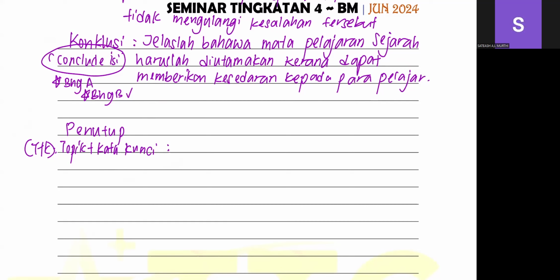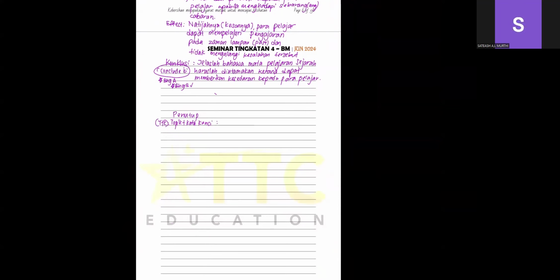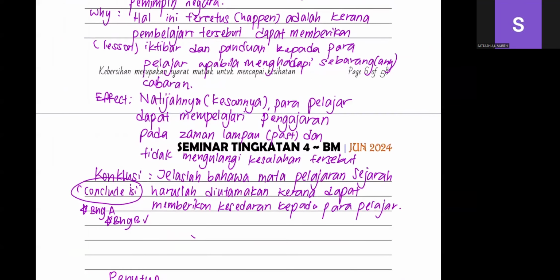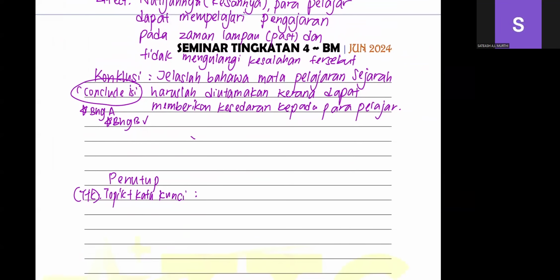Different paragraph? Or this one, you mean conclusive? It's the same paragraph with your isi. It's one paragraph. And then penutup is another paragraph. Yeah, don't confuse. You confused already, is it? Okay, don't confuse. I repeat again.